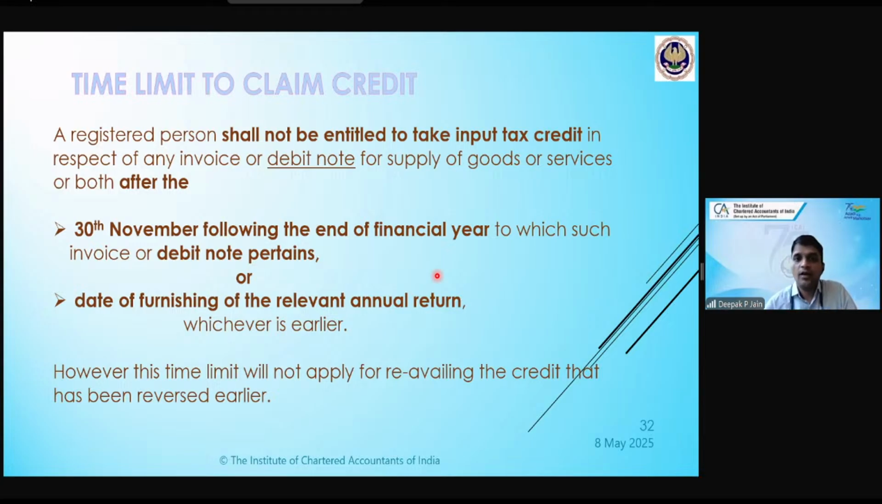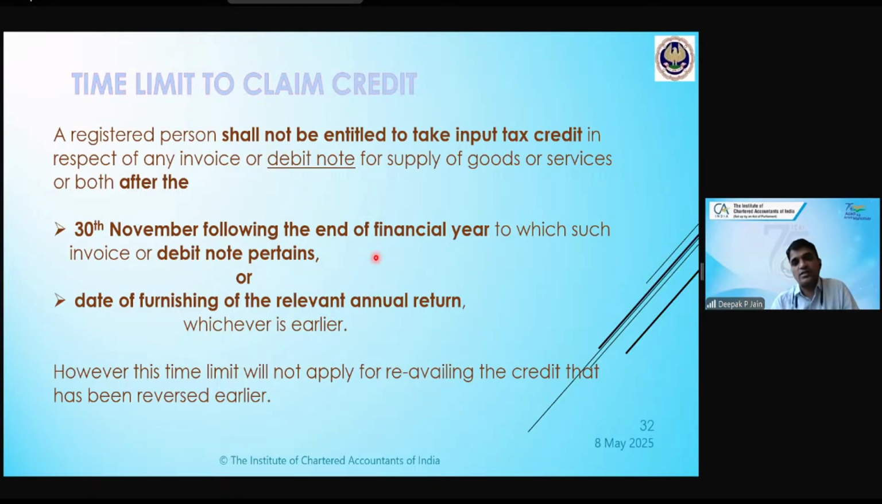Got it? You have the purchase invoice. Can you forget it and claim it after 2 years? No. You can claim it up to the maximum duration of 30th November following the end of the financial year to which the debit note pertains. If the date of the invoice is 1st January 2025, you can claim it up till the 30th November 2025. That is November following the end of the financial year.